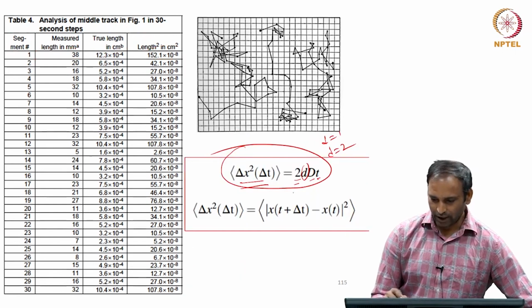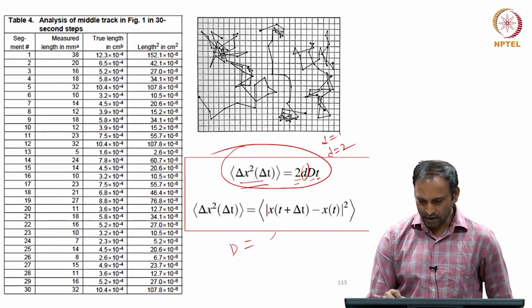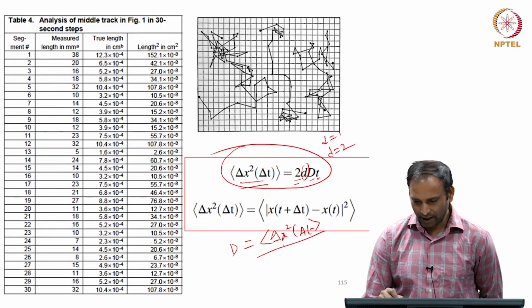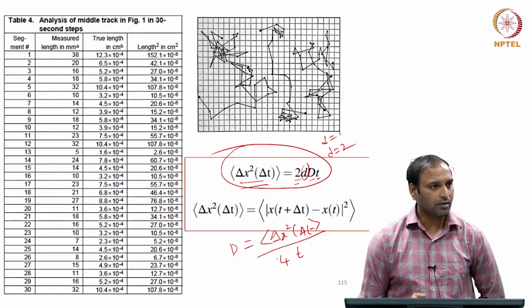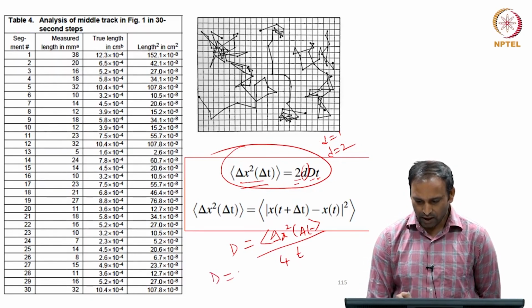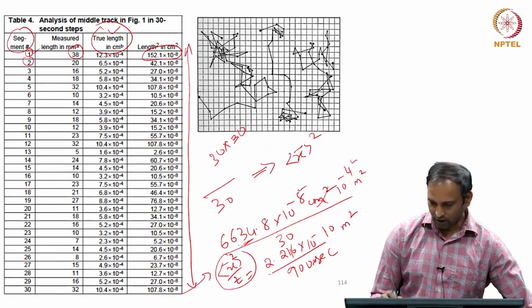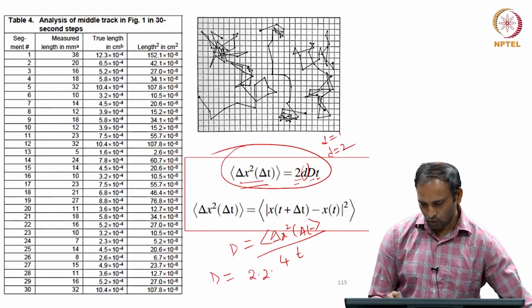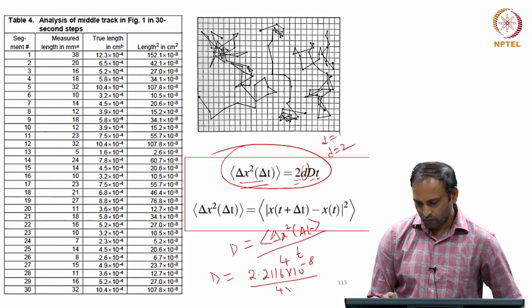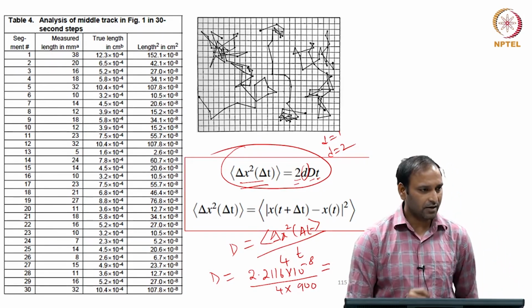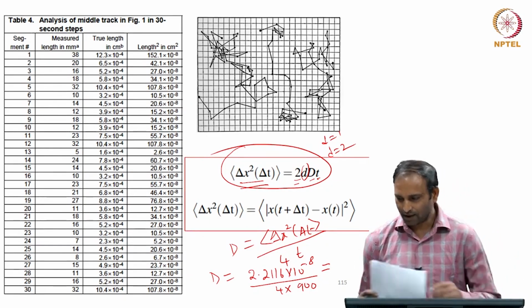If I want to get the diffusivity, what I need is delta x square of t, that is the average, divided by 4 times t, because I am doing experiments in 2 dimensions. Therefore, your D is going to be the number that you got here, that is 2.2116 into 10 power minus 8 divided by 4 into 900. Can you get this number for me if you have a calculator?